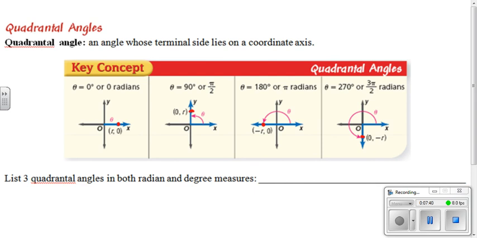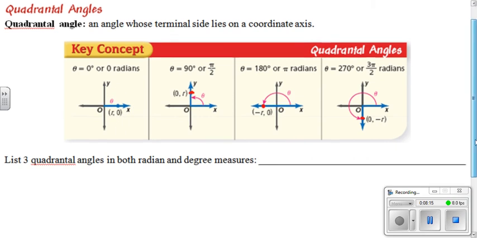Because of the coterminal part of that, though, there's technically an infinite amount, because we can say either that this is 0 degrees or 0 radians, but it's also 360, or it would be 270. So 0, 360, or 720 degrees, all of those count as quadrantal angles, because they land right back onto the axes there.